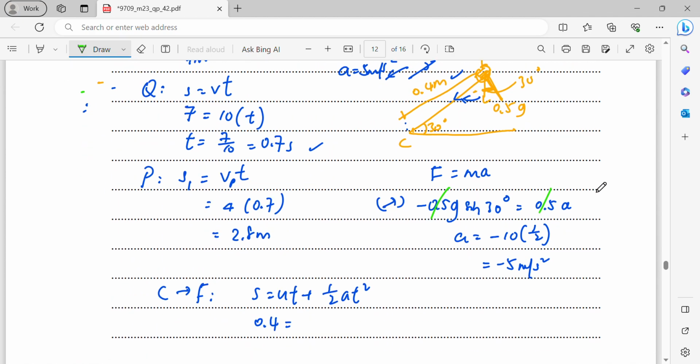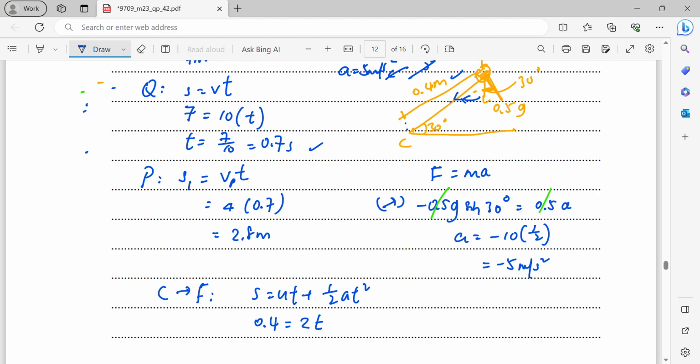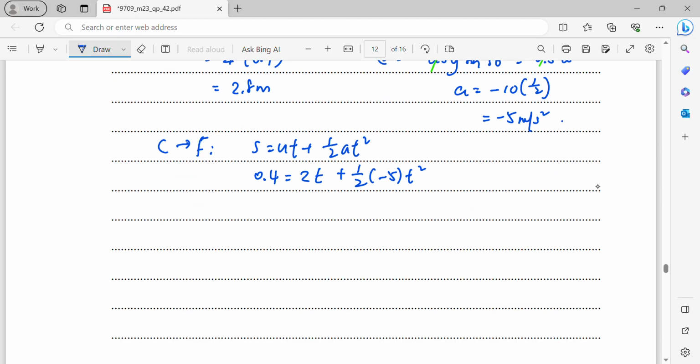So therefore, I will get u equals 2. So 2, t is unknown, plus half, the a is negative 5, so negative 5, then t squared. From here, I change all to fractions. So 0.4 will be 2 over 5, then equals 2t minus 5 over 2 t squared. And then I times the whole equation by 10. It will be 4 equals 20t minus 25t squared.